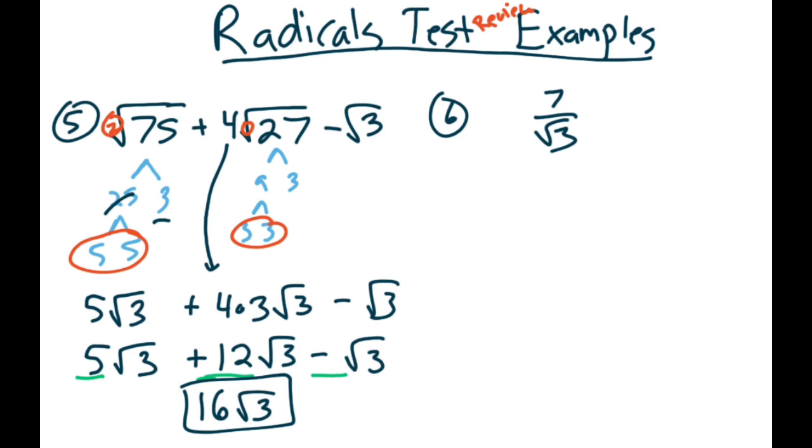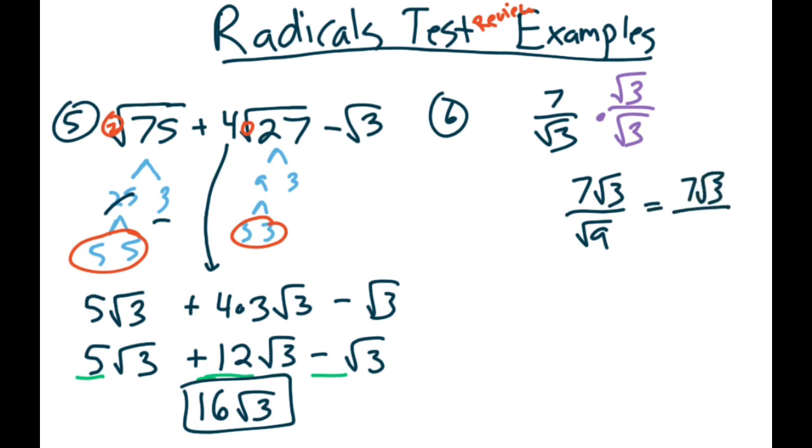Now, on example 6, we cannot have a radical in the denominator. So to cancel out this square root in the denominator, I'm going to multiply by the square root of 3, multiplying it by itself. Well, if I do something to the denominator, I have to do the same thing to the numerator. So this becomes 7 square roots of 3 over the square root of 9. And the square root of 9 is 3. So this is 7 square roots of 3 over 3.